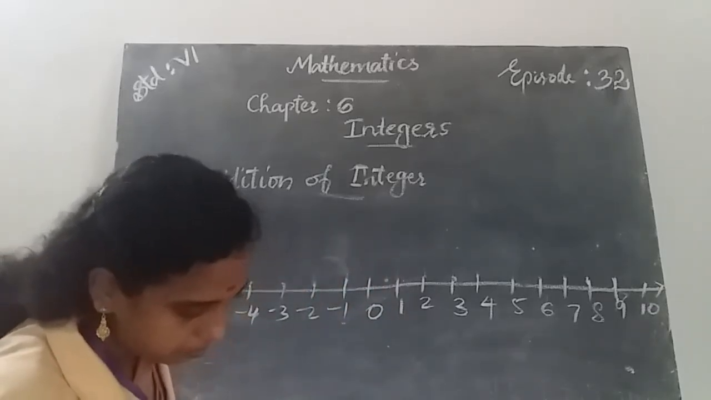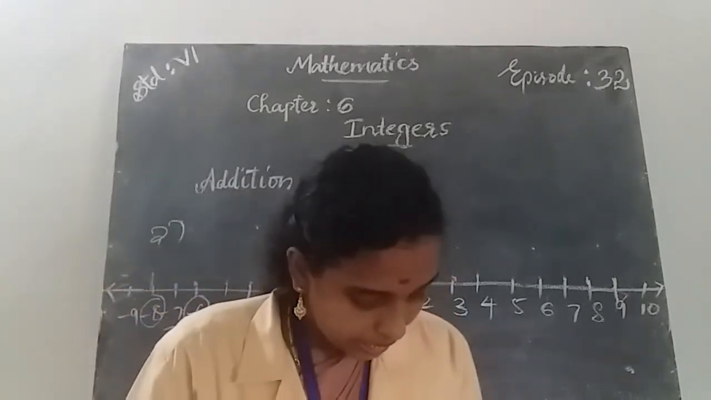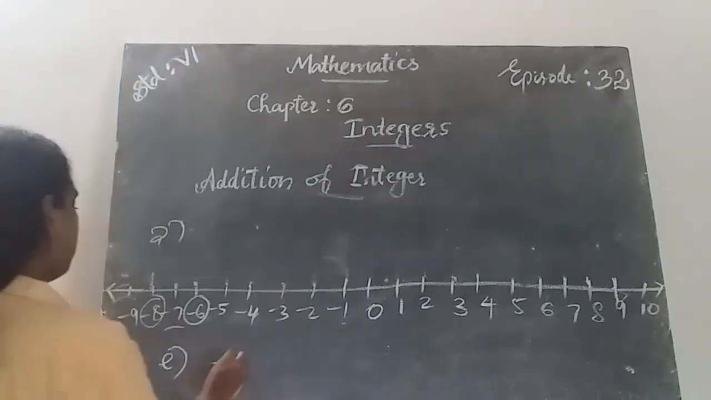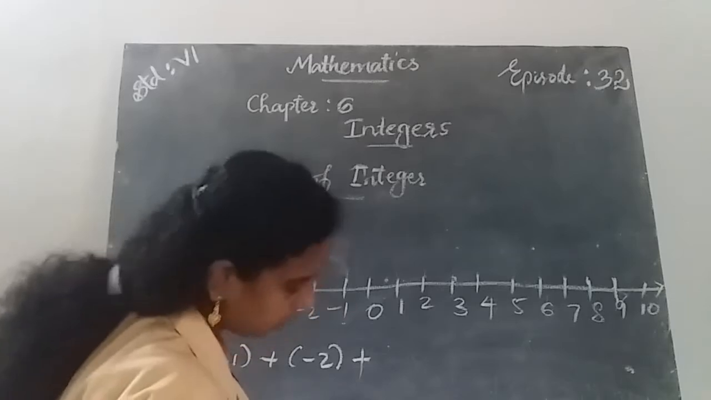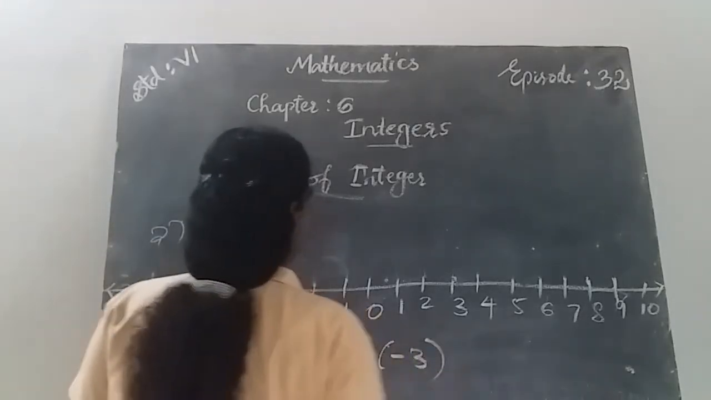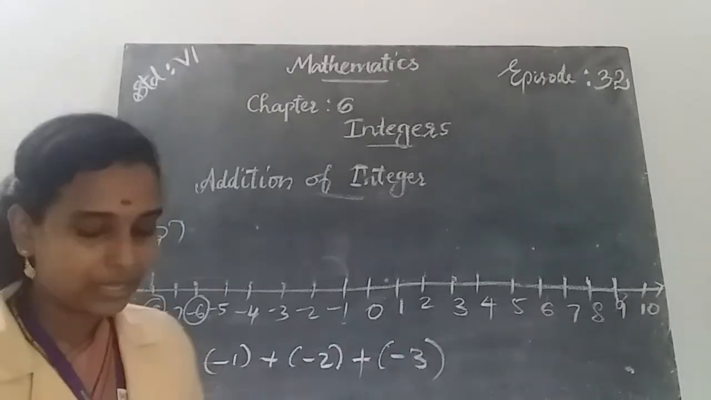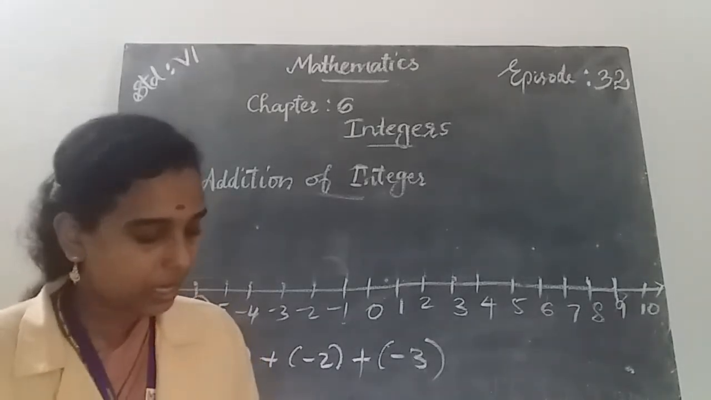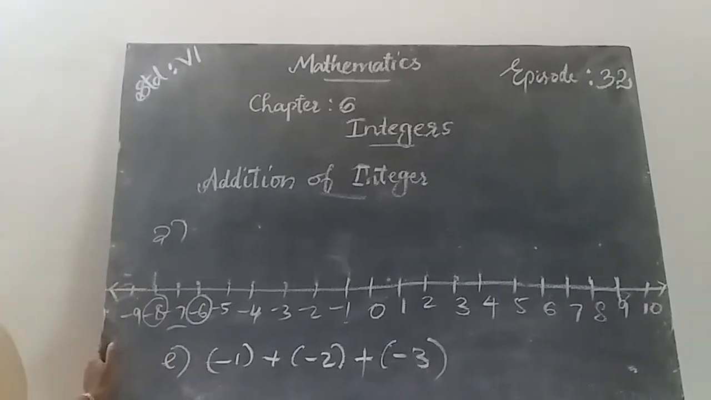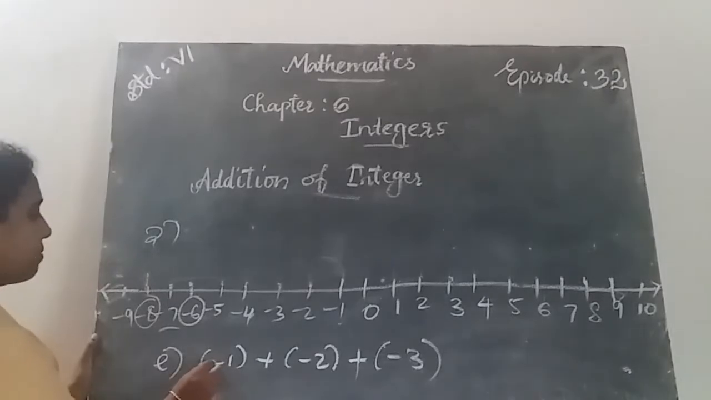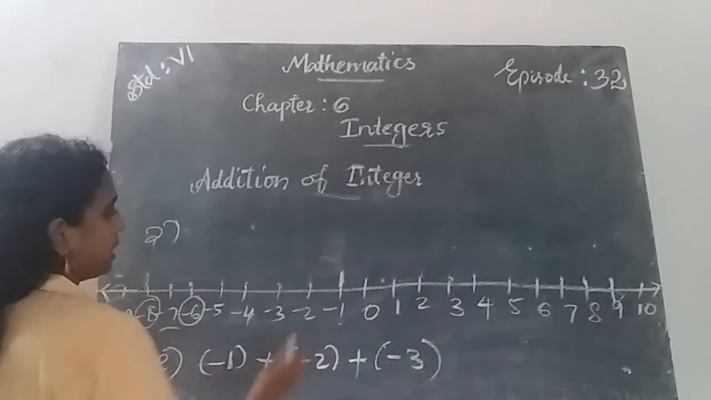Then the next one is E. Negative 1 plus negative 2 plus negative 3. Okay, here we want to add 3 negative integers. So first we start from negative 1. Here is negative 1. So we start from this point.